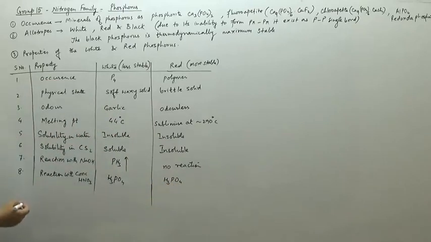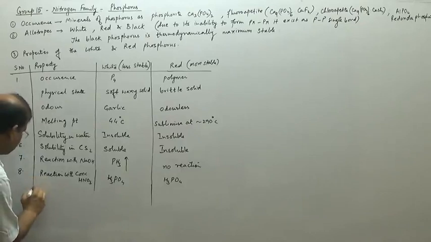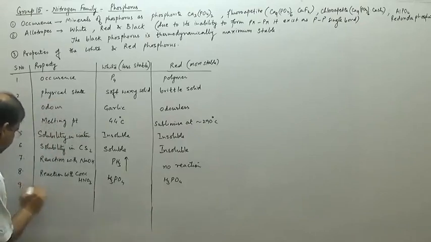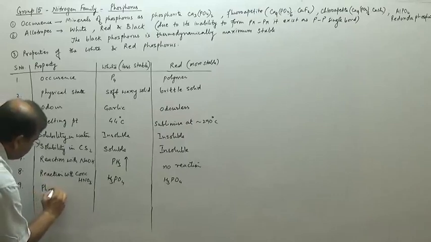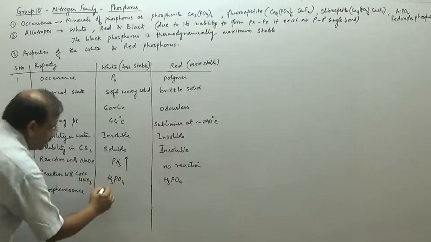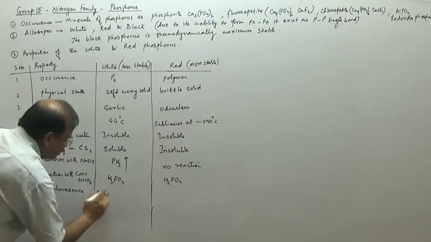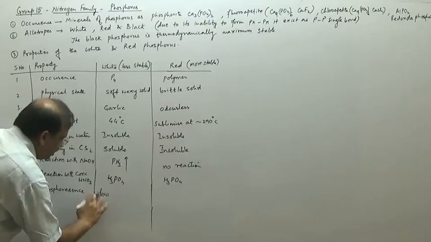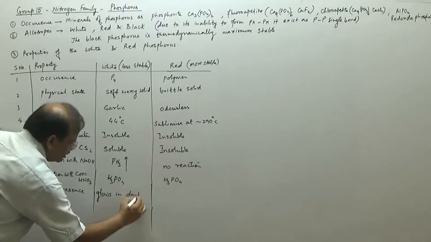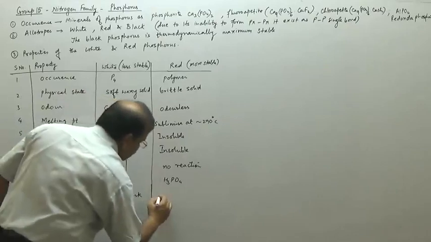Then we can write the phosphorescence property. White phosphorus glows in the dark, whereas red phosphorus does not glow in the dark.